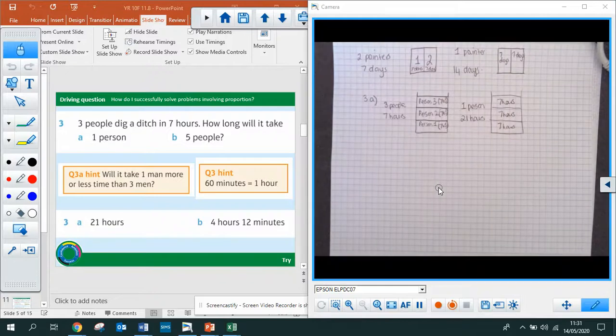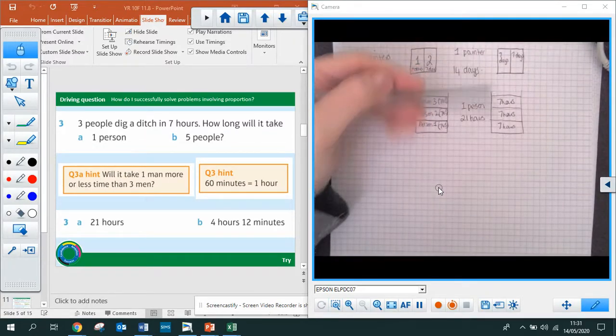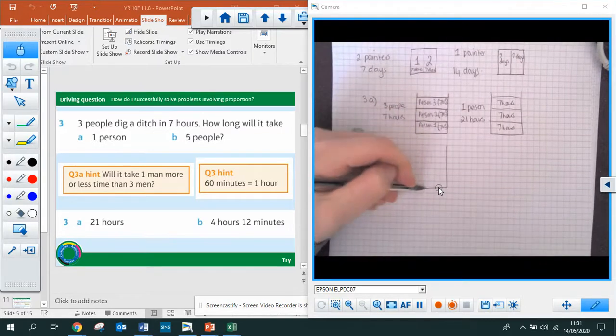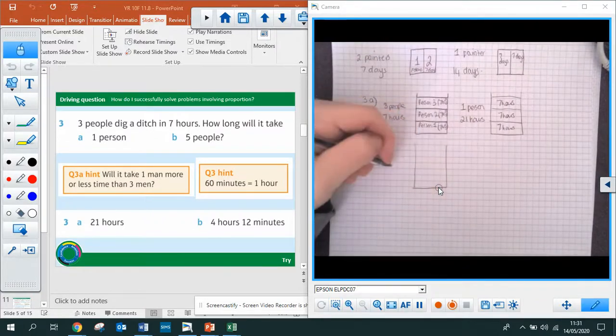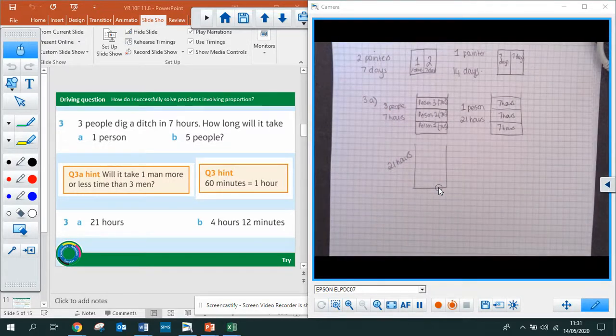Okay, you've been given a hint that 60 minutes is 1 hour. Hopefully you knew that. So 60 minutes is 1 hour, and we've got 5 people. So how long is it going to take 5 people? So for one person, the ditch takes 21 hours of work, okay? So for anyone, no matter how many people in total, the labour hours is 21, okay? But we're sharing this between 5 people now. So it's 21 hours shared between 5 people.